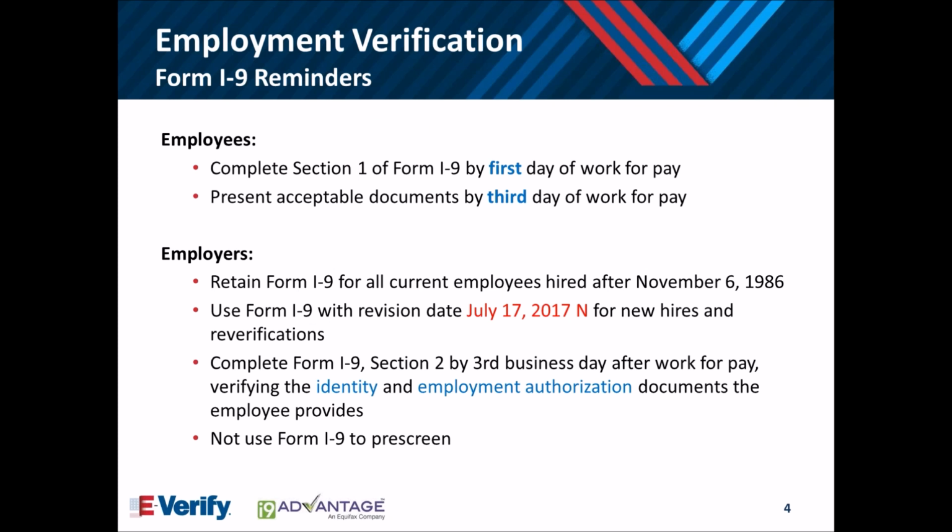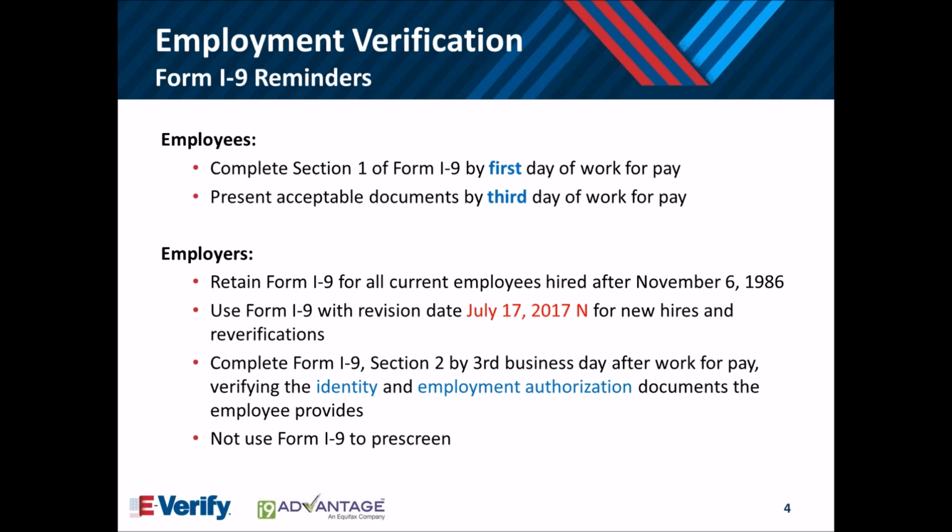So as employers, you need to make sure that that Form I-9 is completed and retained for any employee you've hired after November 6th of 1986. You'll use the most current version of the Form I-9 in completing that. That's going to be the one dated July 17th of 2017. And you can find that revision date in the lower left-hand corner of each page of the form.